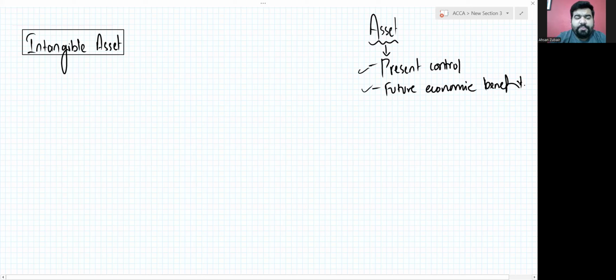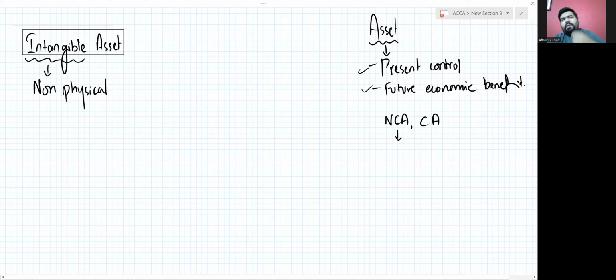But in today's chapter that we are starting, that is some unique chapter, because it is written intangible asset. Intangible means non-physical. Now, some assets are physical. For example, in non-current assets we have building, land, fixtures and fittings, furniture, laptops. And current assets like receivables, inventory, cash. These all are physical. But non-physical assets are basically intangible assets.